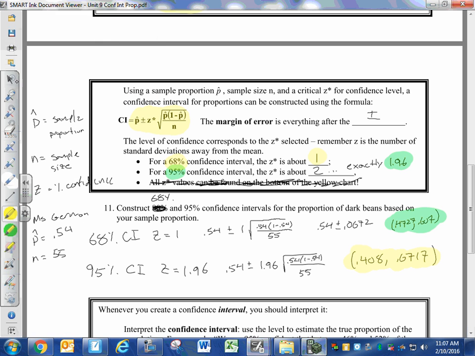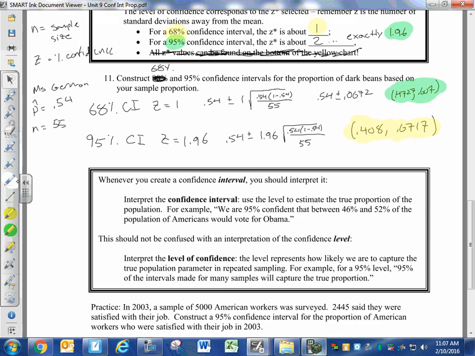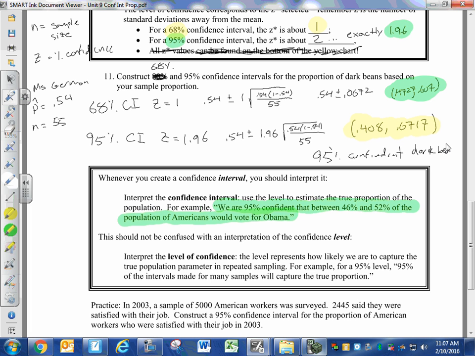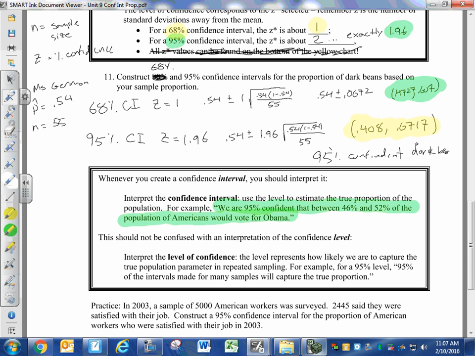Well, this statement we will become very, very familiar with. We would say we are whatever percent confident that between whatever our values are of whatever we're trying to study would do that. Okay, I would say we are 95% confident that the proportion of dark beans is between here and here.